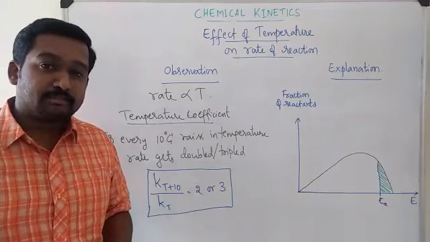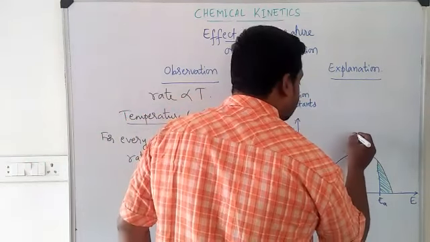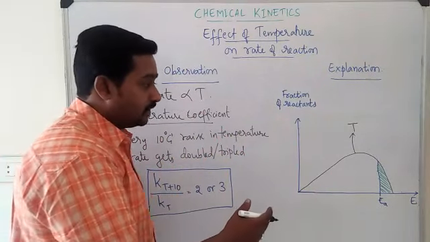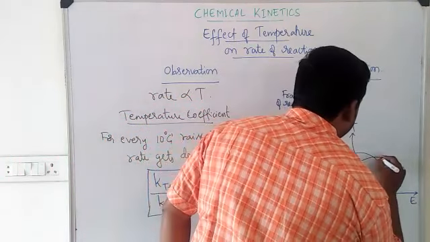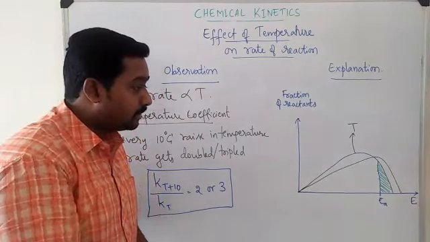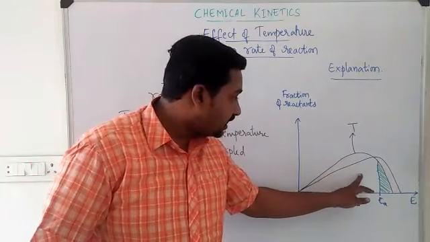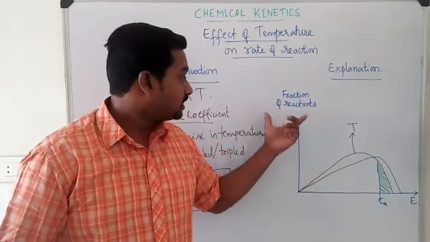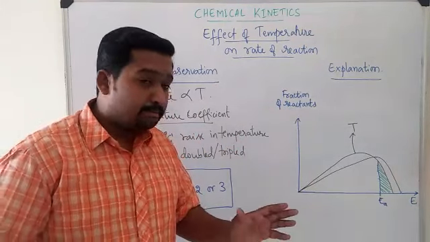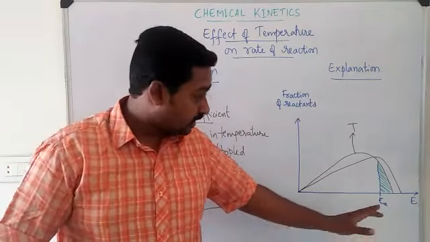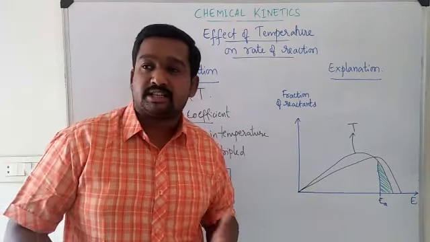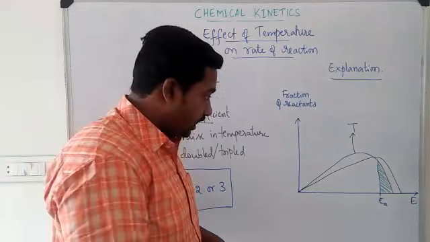Now what happens on increasing the temperature? This is an isotherm, which means at constant temperature T. Now if I increase the temperature by 10 degrees, there will be a change in the curve like this. There will be a flattening of the curve. But remember, the area under the first curve and the area under the second curve will be the same, because the number of molecules is not going to change. The molecular number will remain the same, but the number of molecules possessing activation energy will become more. More molecules start acquiring the extra energy required during the reaction.